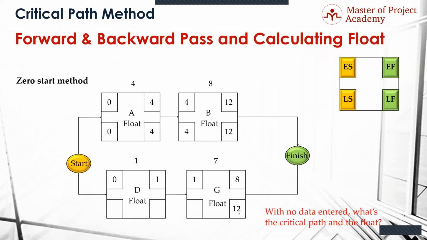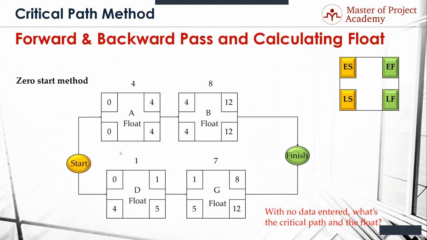So you would have to do the math. 12 minus 7 is 5. Carry the 5 backwards. 5 minus 1 is 4. Now you've completed the forward and backward pass, and now you're going to calculate the float.